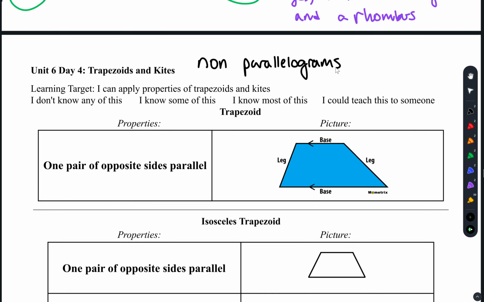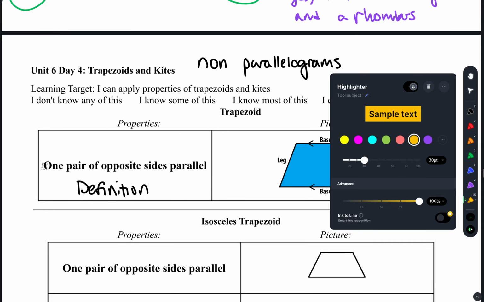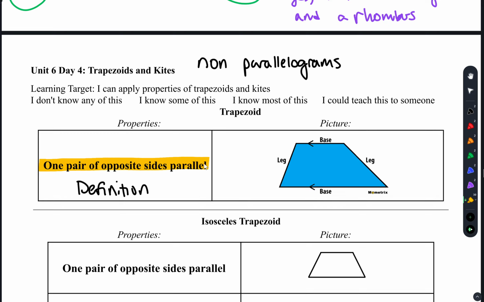Starting with trapezoids. There's only one property of a trapezoid. It is its definition. The definition of a trapezoid is a shape that has one pair of opposite sides parallel. Parallelograms have 2 pairs of opposite sides parallel. Trapezoids have just one.